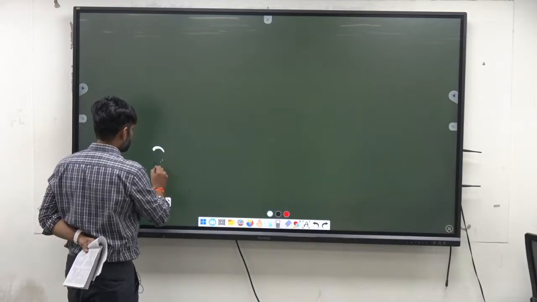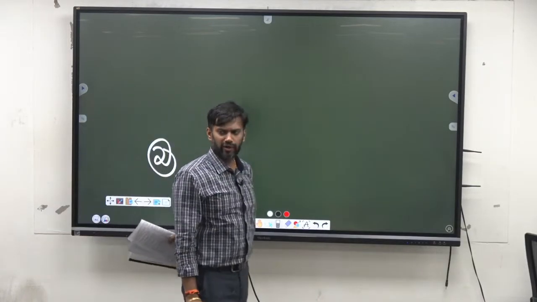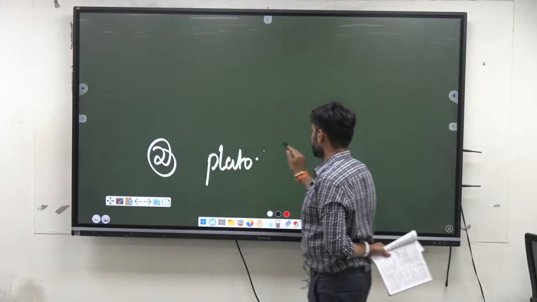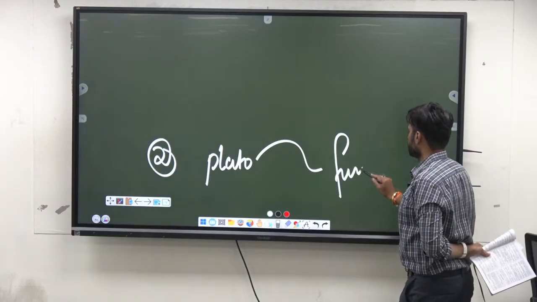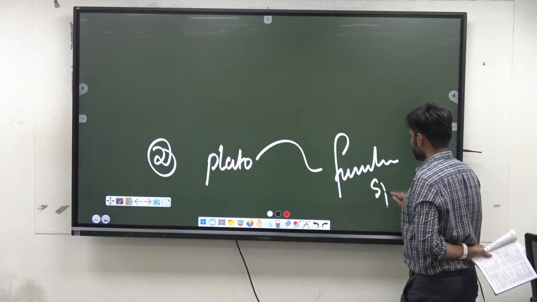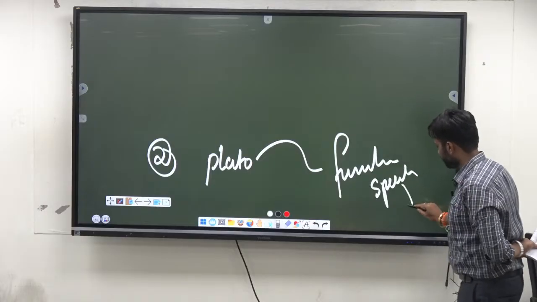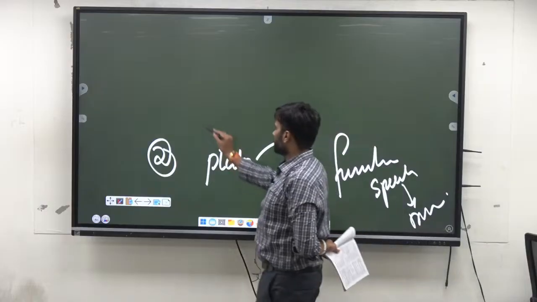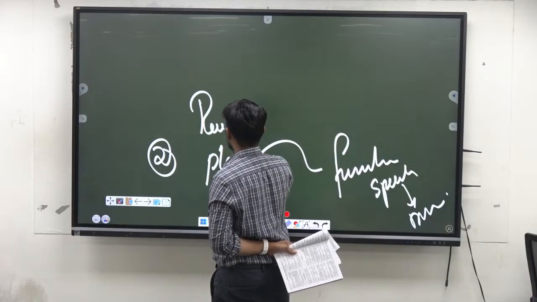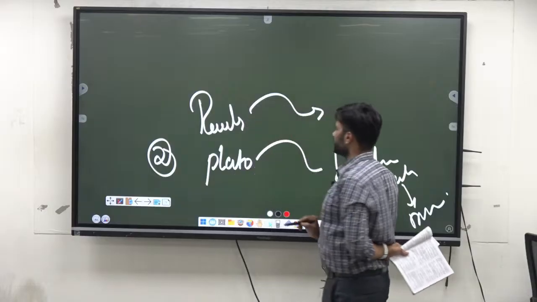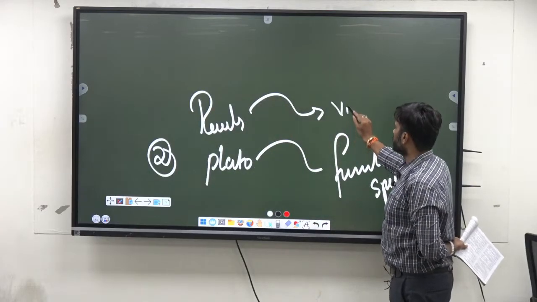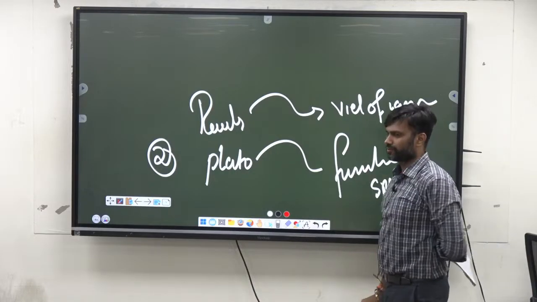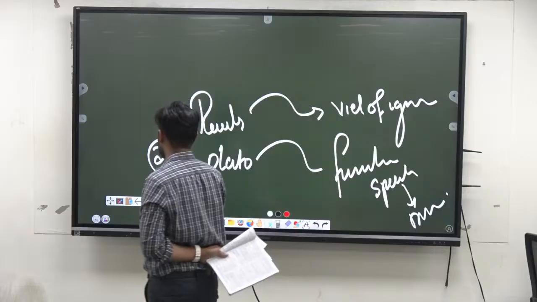Second difference we can observe between Plato and Rawls: Plato's idea of justice is based on functional specialization, where each individual should perform his duties. Whereas in Rawls' idea of justice, it happens under the veil of ignorance, where people are not conscious of their identities.